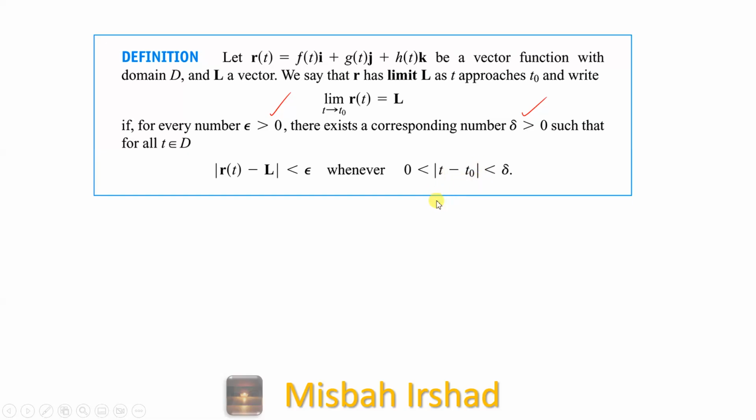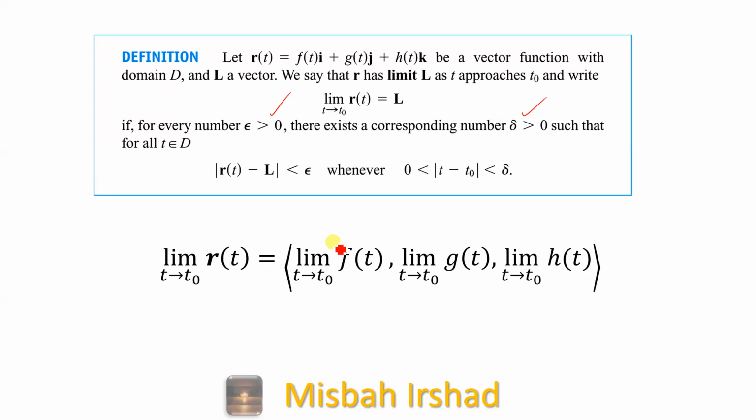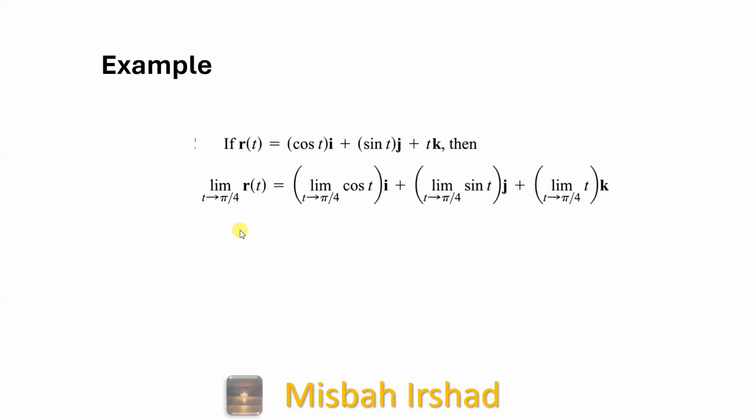So in order to evaluate limits, the process is easy. You just evaluate the limit of each and every component, and that will be the limiting value of the vector valued function. So let's have a look at an example to understand this.